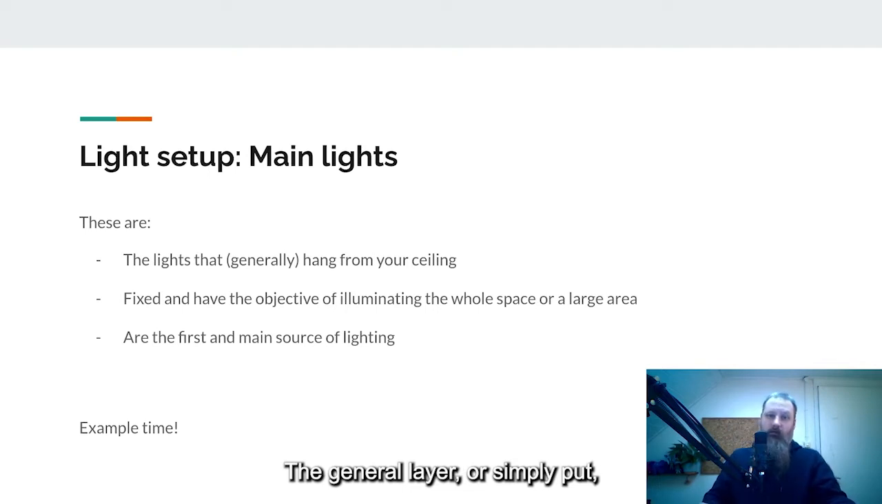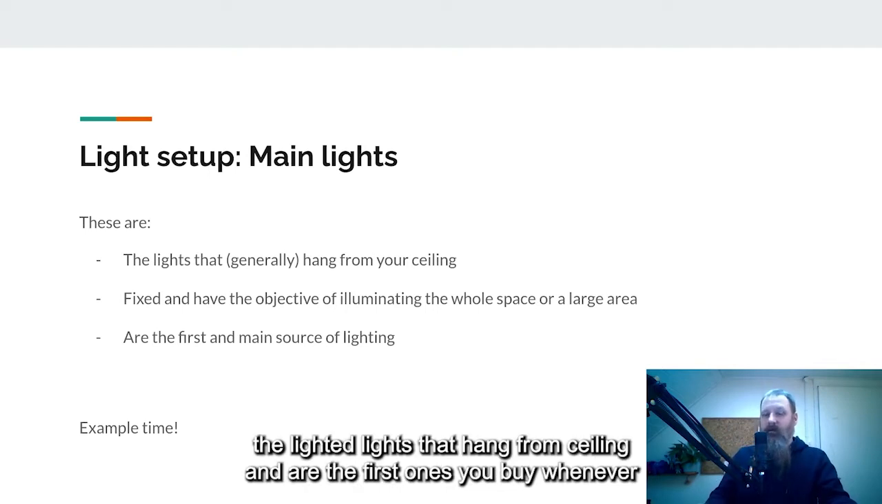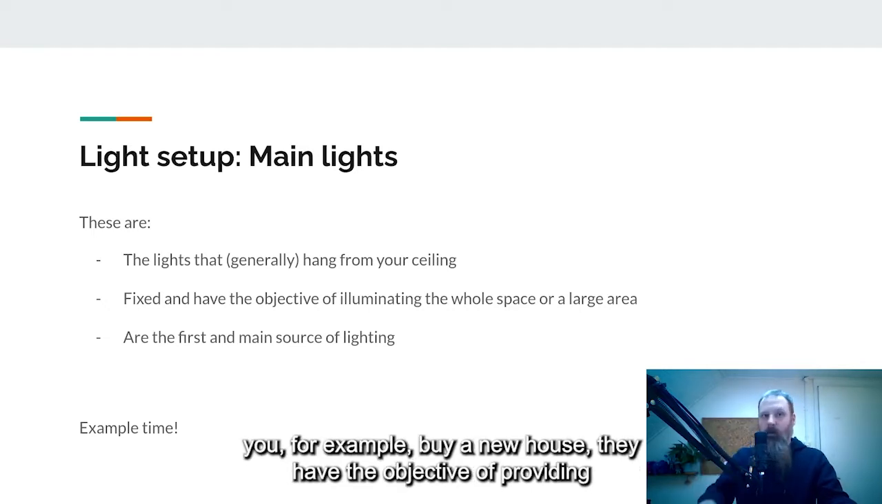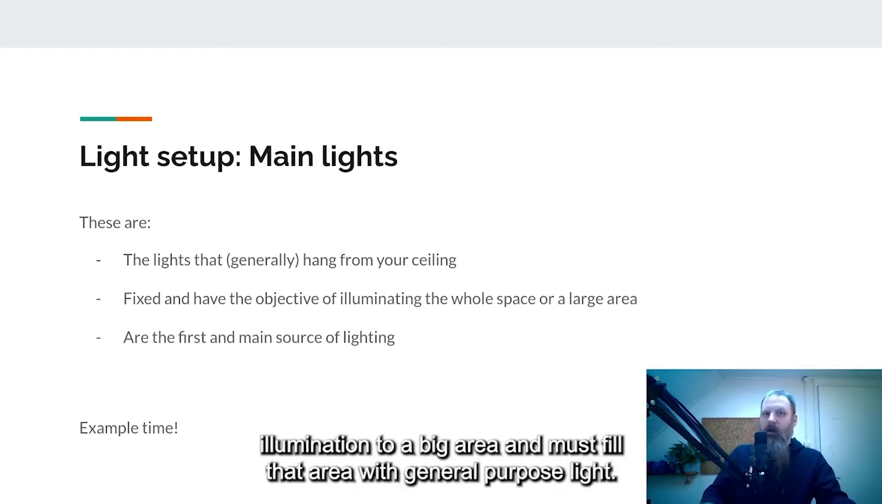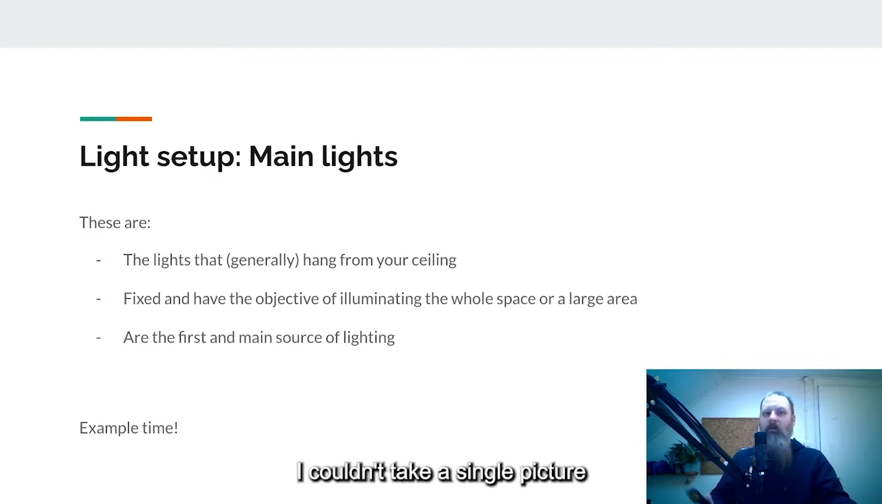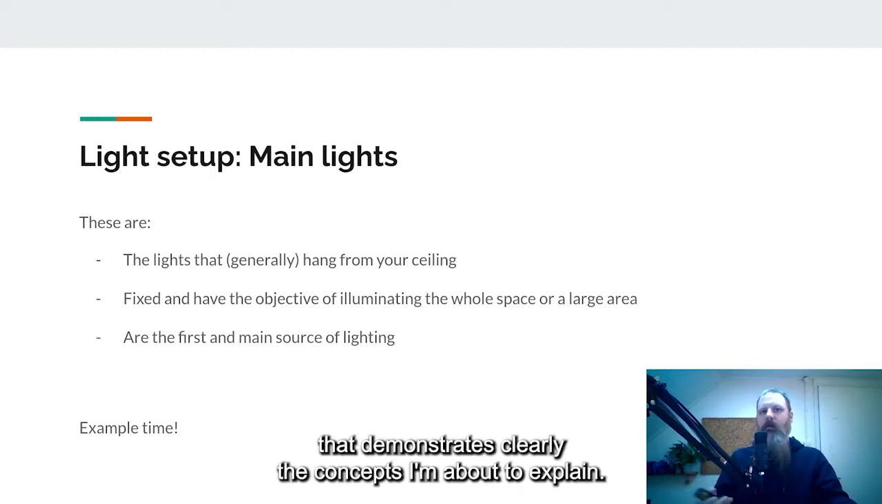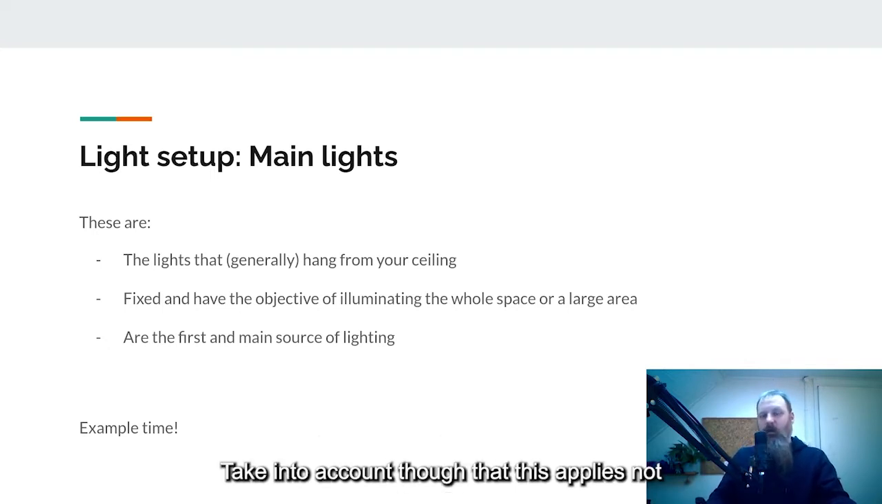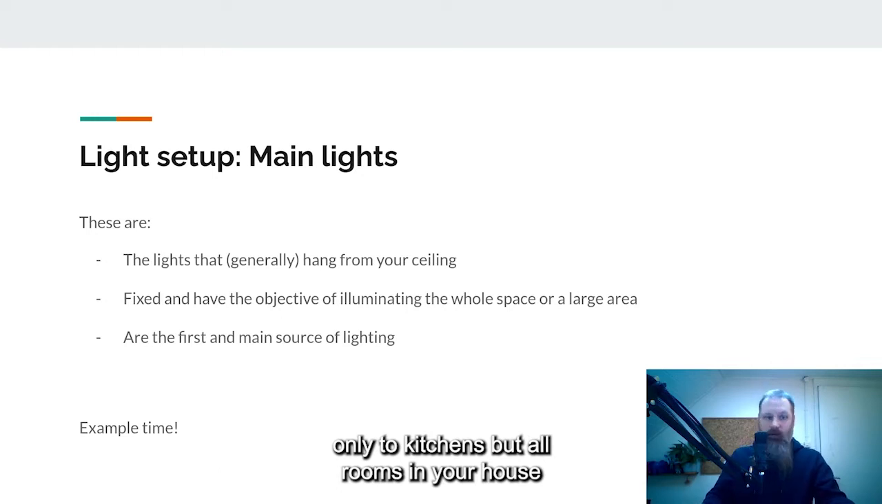The general layer are, simply put, the lights that hang from your ceiling and are the first ones you buy whenever you, for example, buy a new house. They have the objective of providing illumination to a big area and must fill that area with general purpose light. As an example, I will be showcasing my kitchen, mainly because of my home office's geometry. I couldn't take a single picture that demonstrates clearly the concepts I'm about to explain. Take into account though that this applies not only to kitchens but all rooms in your house.